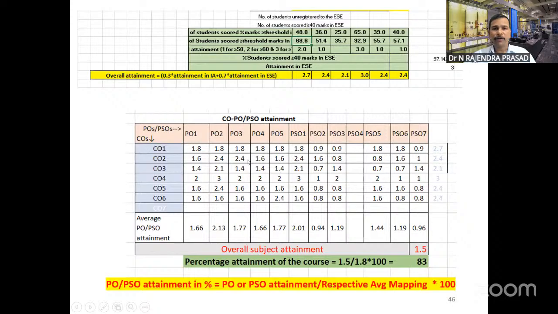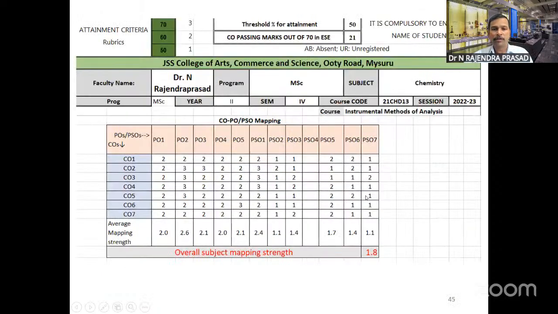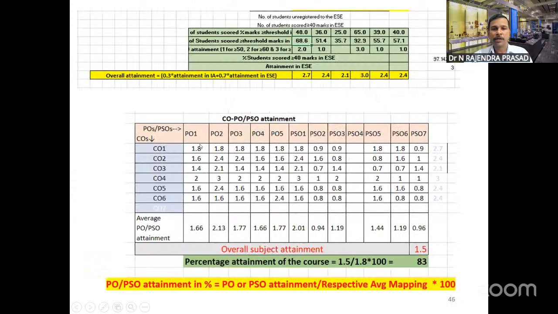And this should be done for all the POs and PSOs because you have the mapping table now. You will get PO attainment. So PO1 is attained up to 1.8 out of the 3-point scale. And PO2 with respect to CO2 is attained 2.4 out of the 3-point scale. This is how PO and PSO attainment is done.